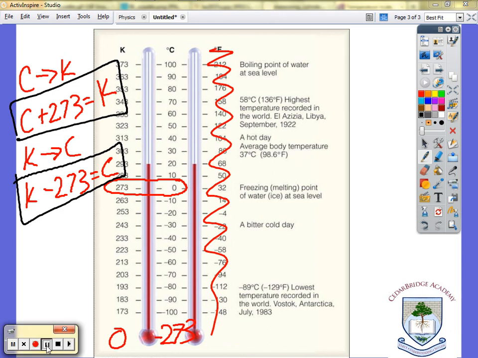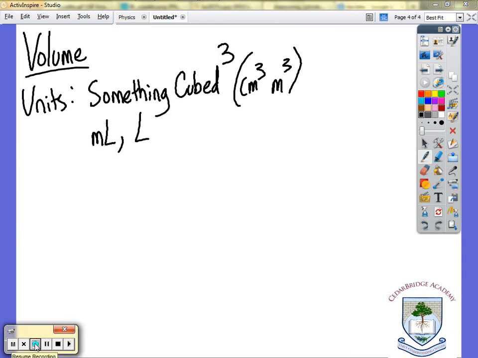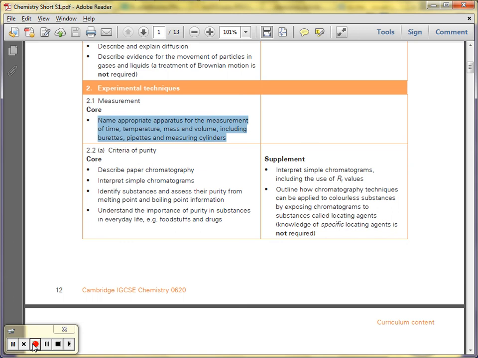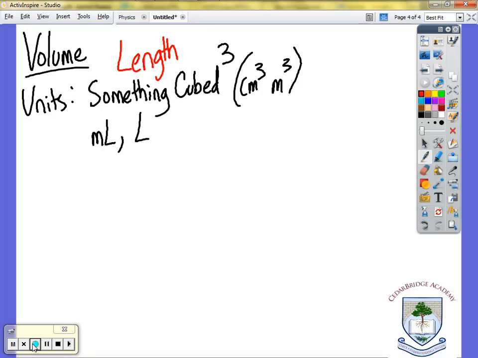Moving right along. We move on to volume. Your units are going to be a length cubed. Or they can be in liters and milliliters, and there's a rumor going around that they're going to start adding decaliters, but we'll get into that if we need to. The devices that you need to measure with, the syllabus is lovely. They broke it down for you, including burettes, pipettes, and measuring cylinders.